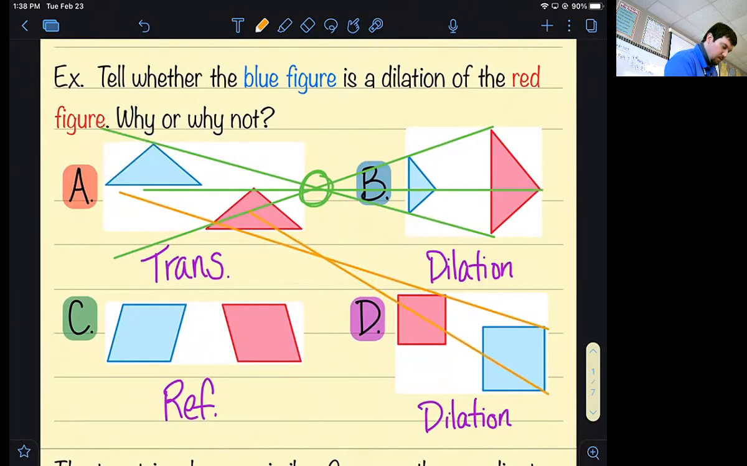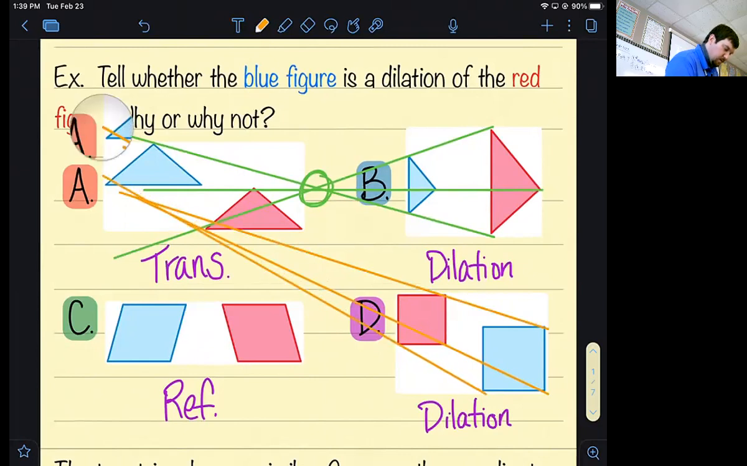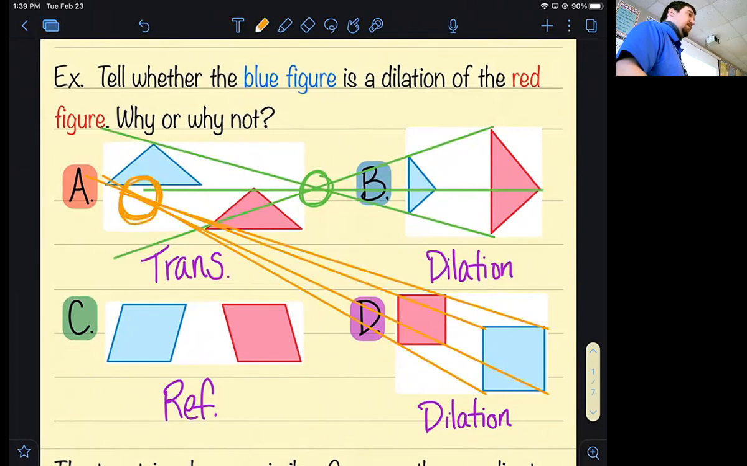Oops, sorry, I went to the wrong one. Trying to show you the point of dilation, center of dilation here. It's not going to be exact because my lines aren't perfect. But it's really cool to see that. It's almost like you can see it project. It's like three-dimensional now. And so our center of dilation is right there, very far away from the shapes.